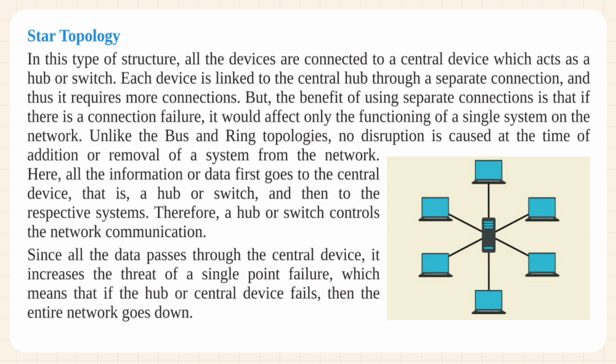Unlike the bus and ring topologies, no disruption is caused at the time of addition or removal of a system from the network. Here, all the information or data first goes to the central device, that is, a hub or switch, and then to the respective systems. Therefore, a hub or switch controls the network communication. Since all the data passes through the central device, it increases the threat of a single point failure, which means that if the hub or central device fails, then the entire network goes down.